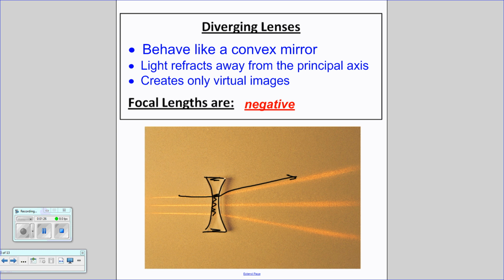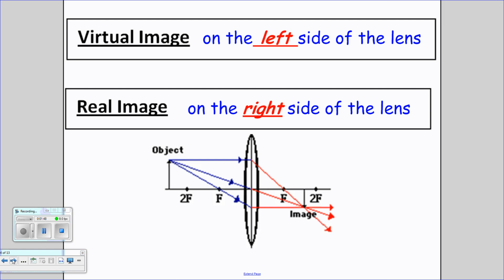Sometimes you might hear the words concave lenses and convex lenses rather than mirrors. And this is an example of a concave lens because if you look at it, it's shaped like the concave mirror. Even though it behaves like a convex mirror, it's shaped like a concave. Just in case you ever see that, it really depends a lot on your textbook, on what they decide to use.